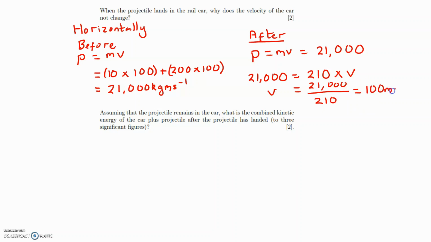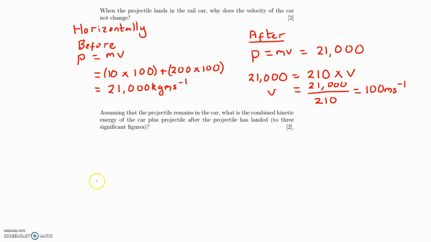So the question is asked, why does the velocity of the car not change? Well, by considering the conservation of momentum, we've shown there that even though the projectile lands in the car and you've got an increased mass, the velocity in the horizontal direction does not change. So we've answered that part of the question.